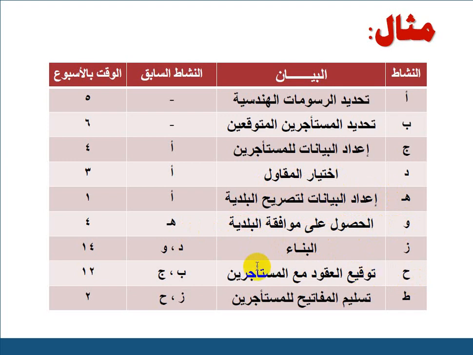حاء تنطلق من أو تتولد من النشاط باء وجيم. Ha activity is actually generated from the B and G activity, Ba and Jim activity, signing contracts with renters. Ba and Jim is actually determining renters or determining the usual renters, as well as setting database for the usual renters. يعني تحديد المستأجرين المتوقعين وإعداد البيانات للمستأجرين.